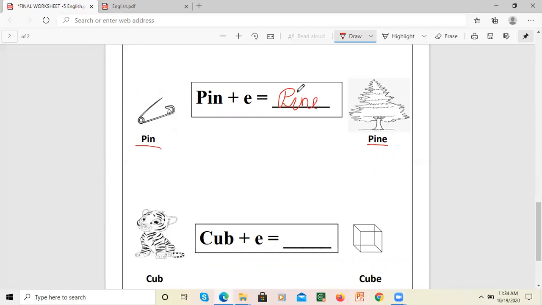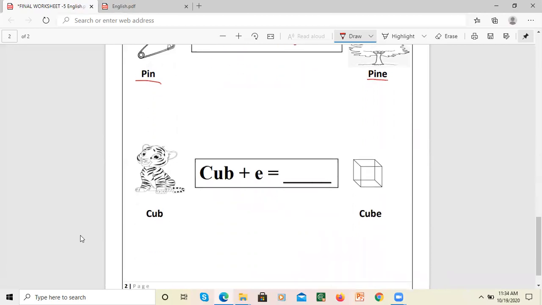It is just a show plant. Even if that fruit is like a showpiece. Okay. Cub. C-U-B plus E makes the word cube. Isn't it? This is a maths terminology.